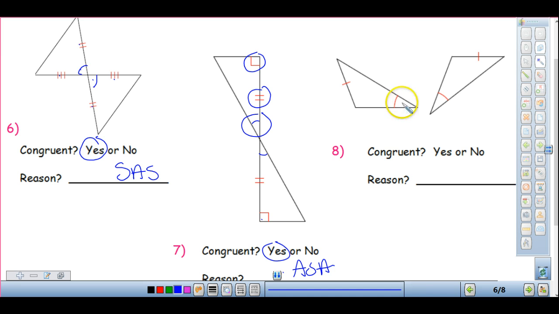This guy, all I have is an angle and a side. Okay, I can't say anything else about it because they're not connected, so I don't have vertical angles, I don't have a shared side, I don't have anything like that. So I cannot say that those are congruent.